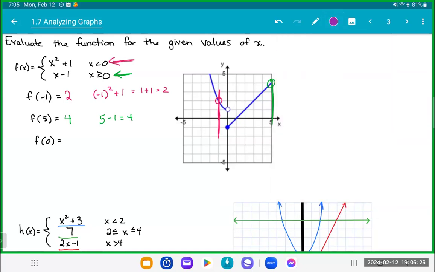All right, and so for the last one, the 0, because this has greater than or equal to 0, we'll use this one here again. And so we have 0 minus 1 equals -1. So when we come in here and we look at this point here, we have the solid dot to show me that it has equality, right? And so we can see that, yes, indeed, that is a value of -1. Okay.